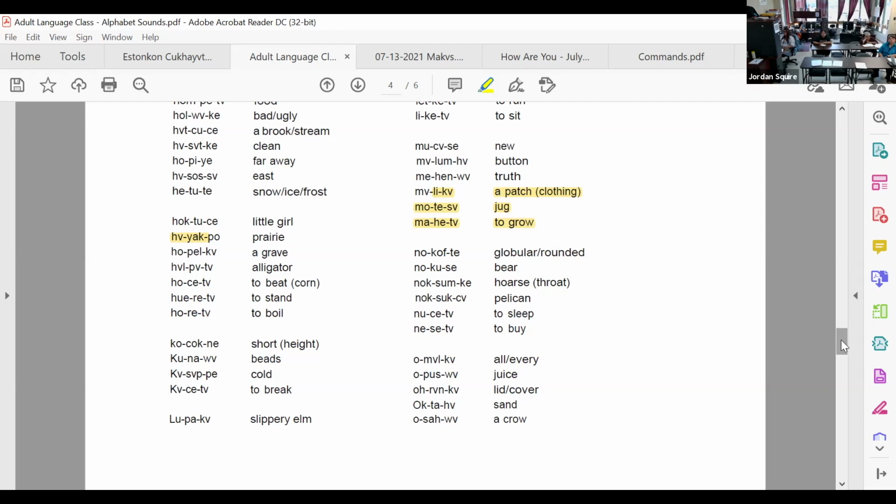Truth, mahinwa. A patch, malega. Jug, modisa. And modisa to me is that instead of like that big old one they used to set on the counter, and they had softy in it. It was pretty big, you know. And to grow, mahida. And this one, mahida, there's to grow plants, to grow tall, to grow.